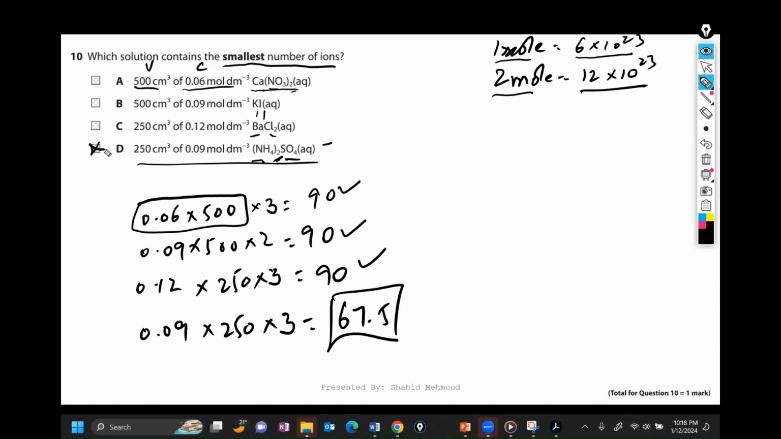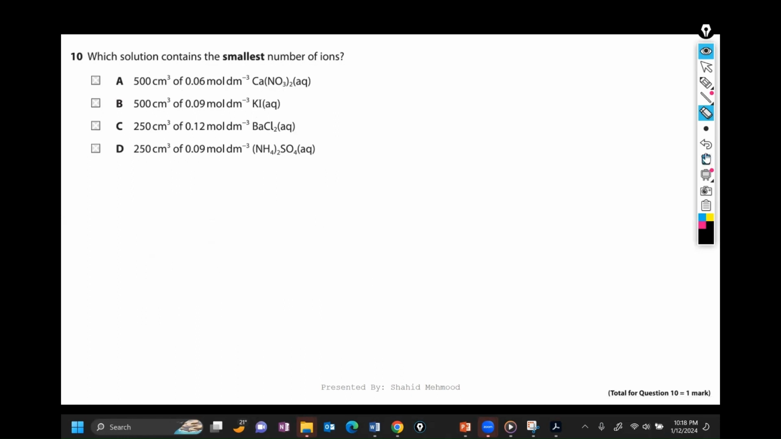Dear students, you have to save the time in the multiple choice questions. So if you will solve the question, you will find the easy way how to reach the answers. I understand here that I did not divide volume by 1000 and I did not change the volume into dm³. The reason is here we are not supposed to find the exact number of ions, just only to reach the answer which has the smallest number of ions. I hope that you will understand this.